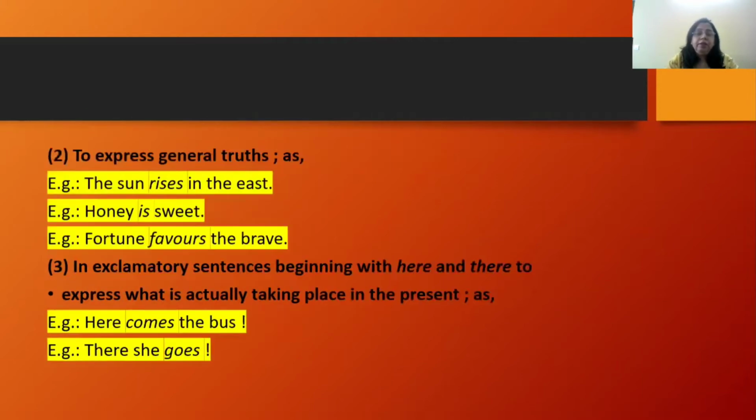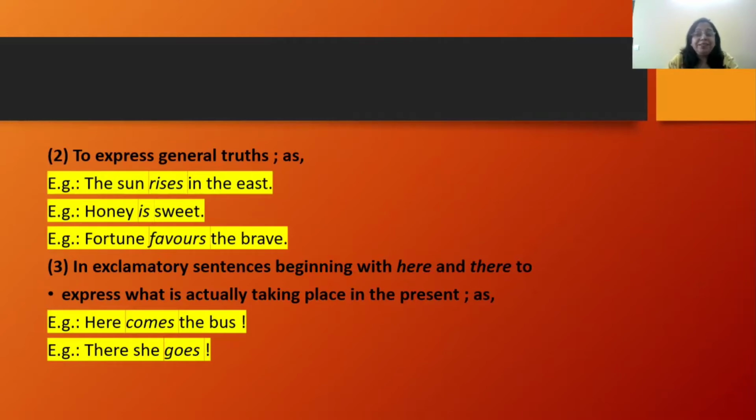Now the second part: apart from being used to explain habitual action, simple present tense can also be used to express general truths, like: The sun rises in the east. Honey is sweet. Fortune favors the brave. In these 3 sentences, you can understand that these are universal truths or general truths. Sentences such as these are categorized in simple present tense or present indefinite. One thing you need to understand is that in this case, we need to use the first form of the verb, and with that, we can add s or es if we are using it with third person singular number.